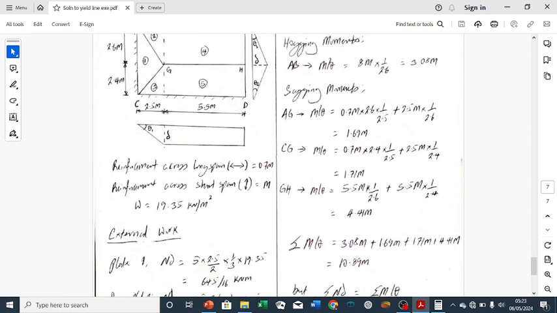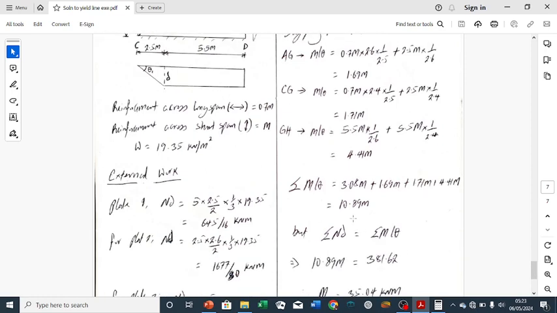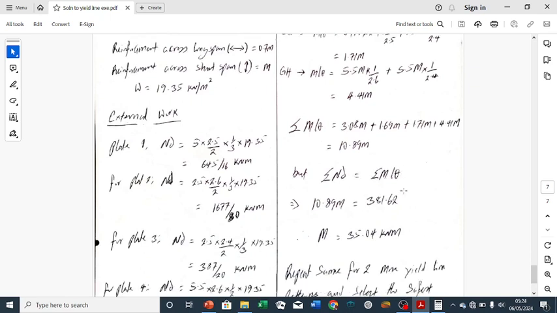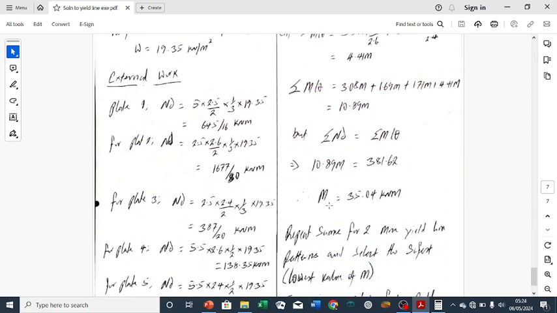So this is for yield line AB, this is for yield line AG, yield line CG, yield line GH. So we have the sum of our internal energy as this. We now go ahead and use our usual equation, summation N delta equals summation M L theta. So that means that 10.89 M equals 381.62, and we calculate our M to be 35.04 kilonewton meter.